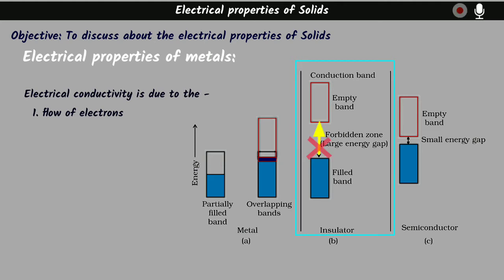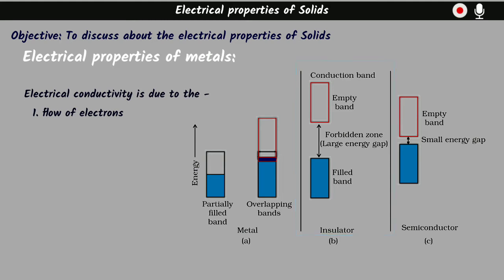So in such cases, we cannot get electrical conductivity, so this will act like an insulator. Moreover, this band gap zone is also known as the forbidden zone, because no electron can jump from the valence band to the conduction band because of the large band gap. So this gap is known as the forbidden zone also.